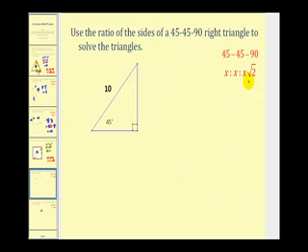Again, notice in the upper right-hand corner we have our ratios, and we're given a 45, 45, 90 right triangle. Notice that we're given the hypotenuse, or the side that is opposite the right angle. So going over to our ratios, that means 10 must be equal to x square root 2. Let's go ahead and set that up. X square root 2 must equal 10. We'll go ahead and solve this for x.